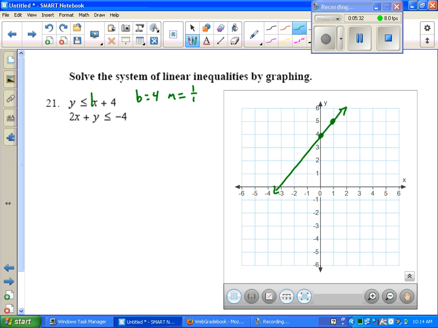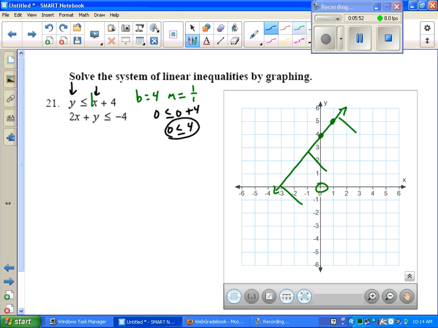We can plug in 0, 0. When you plug in 0 in place of y, you get 0 is less than or equal to 0 in place of x will be 0 plus 4. 0 is, in fact, less than or equal to 4 when you check its truth value. So when you plug that in, the 0, 0's here, everything on this side of that line is true.